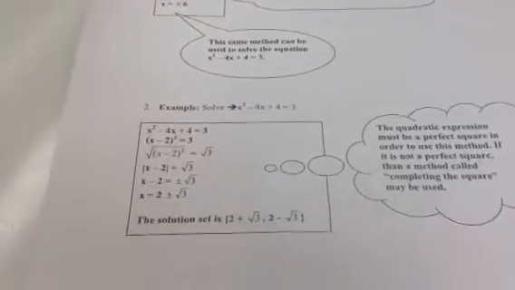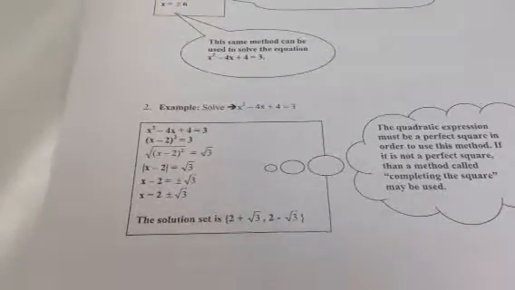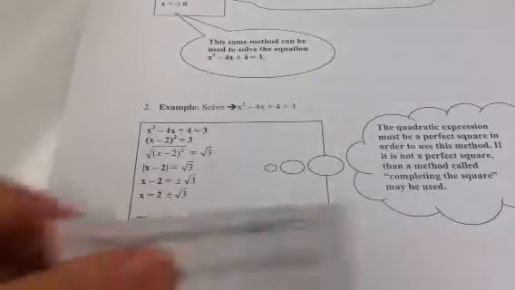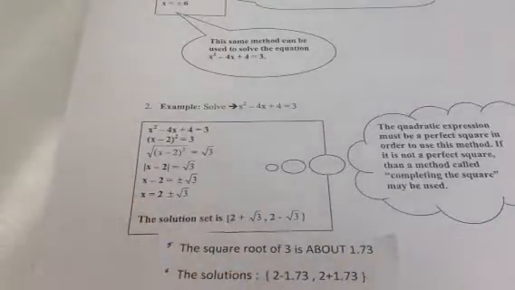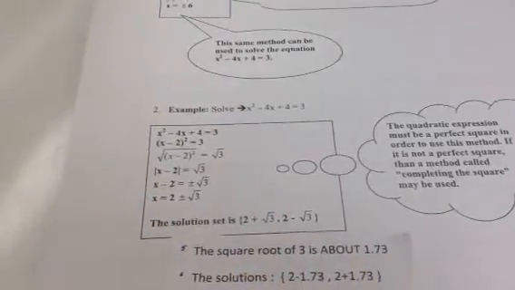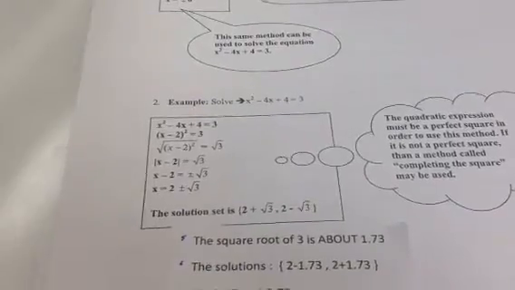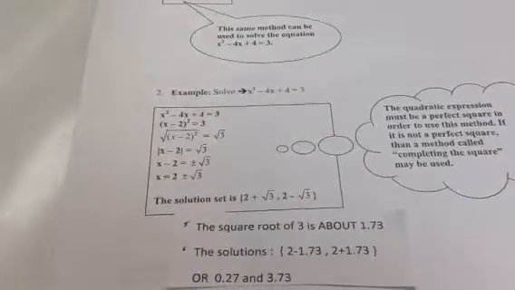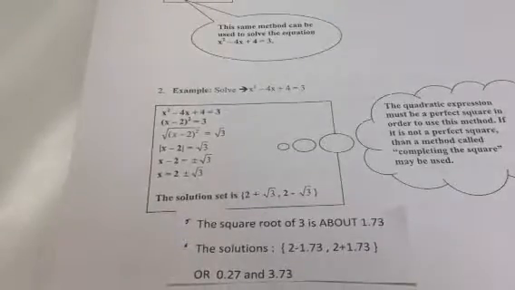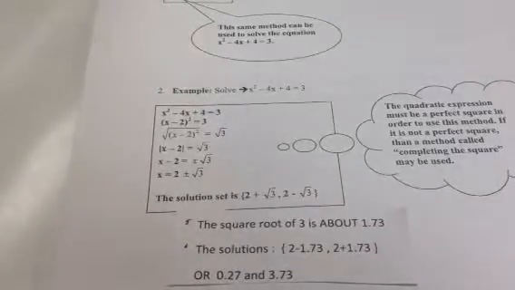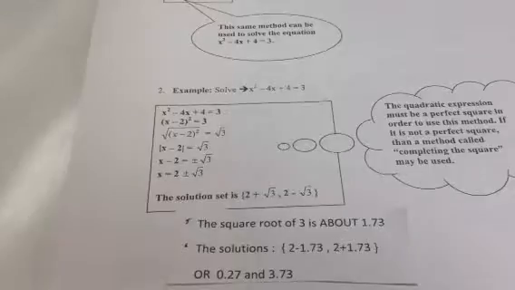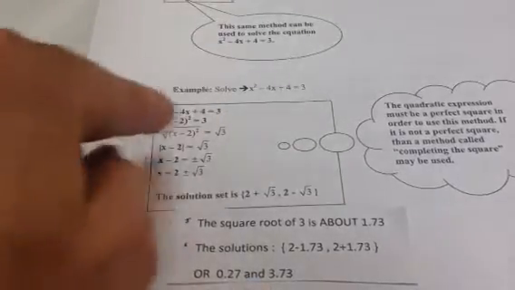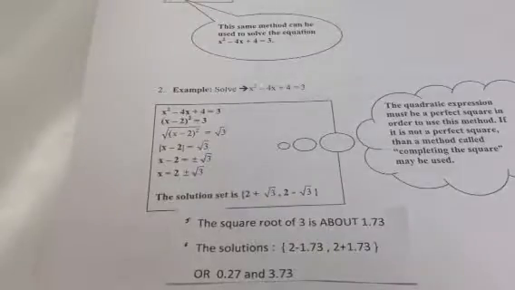And this seems a little weird to most students, but we can actually even think about this in terms of real numbers. The square root of 3 is about 1.73. It's not exactly that, but it's close. So in reality, our solutions are 2 minus 1.73 and 2 plus 1.73. Or if I actually figure that out, it's about 0.27 and about 3.73. So both those should basically work in that equation. Not exactly, because we've rounded it, but pretty close.